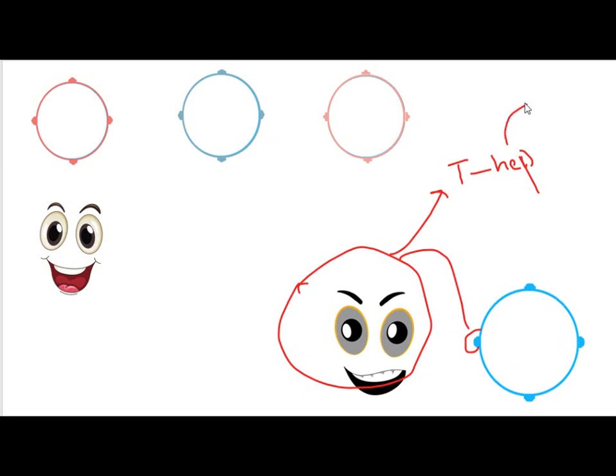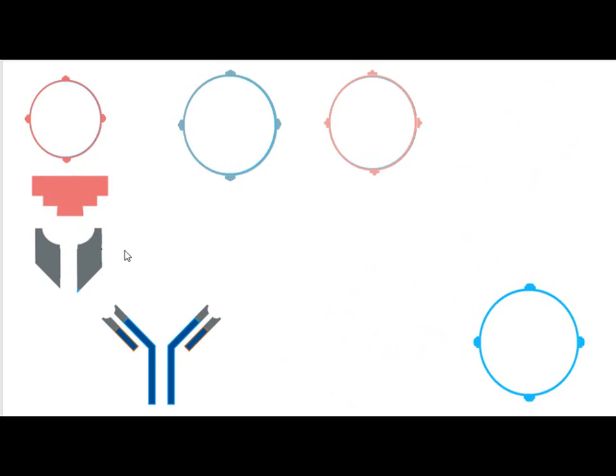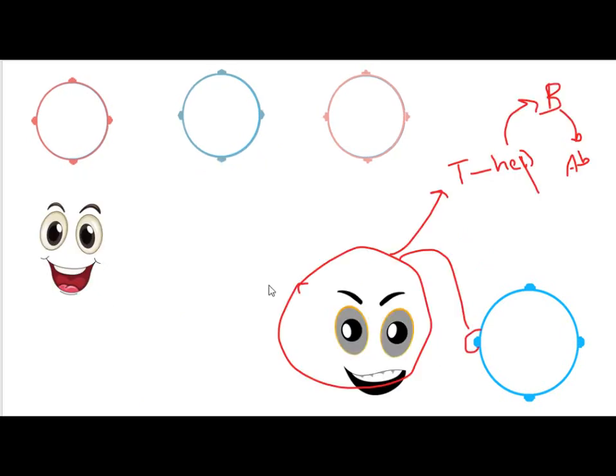The T helper cell will stimulate B cells. Now, what do the B cells do? B cells will produce antibodies. That's how basically it works. So you understand where the antibodies come from. So the exact way that it is going to look at, you see this shape over here. So now the antibodies are produced.